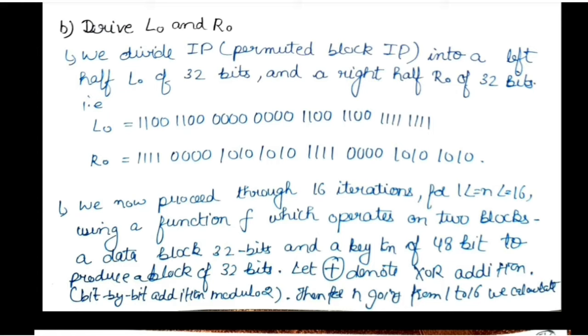We now proceed through 16 iterations, from 1 ≤ n ≤ 16, using a function f, which operates on two blocks, a data block of 32 bits and a key Kn of 48 bits, to produce a block of 32 bits. Let this sign, that is plus inside a circle, denote the XOR addition, that is bit by bit addition, and then modulo 2. Then for n going from 1 to 16, we will calculate all these blocks.